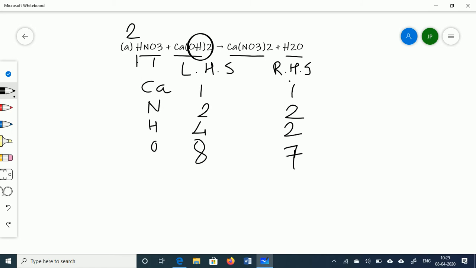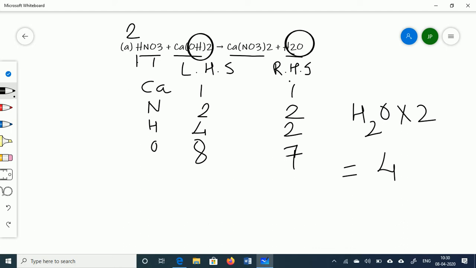That is to start the balancing of hydrogen. Now here, on the left hand side the number of hydrogen is 4, while on the right hand side the number of hydrogen is only 2. So we should multiply the H2O with 2. So ultimately the number of hydrogen becomes 4, the same as the left hand side.